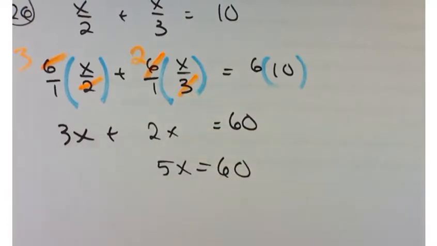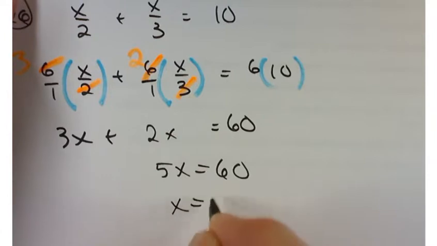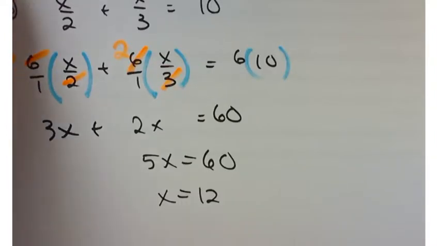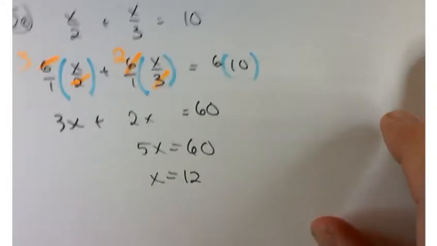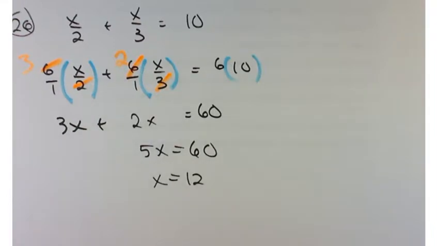Somebody impress me without your calculator. 12. Thank you. X equals 12. Not bad. So the trick in working with fractions is really not to work with them. It's to multiply through by a lowest common denominator and get rid of them. And that's exactly what we did here.